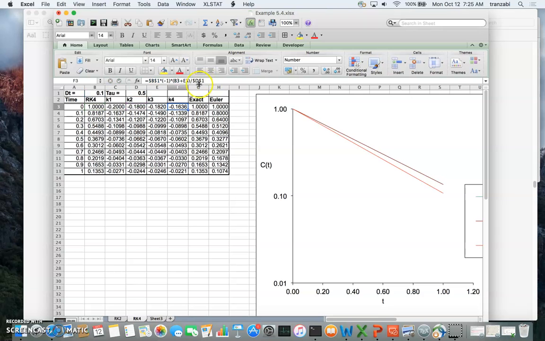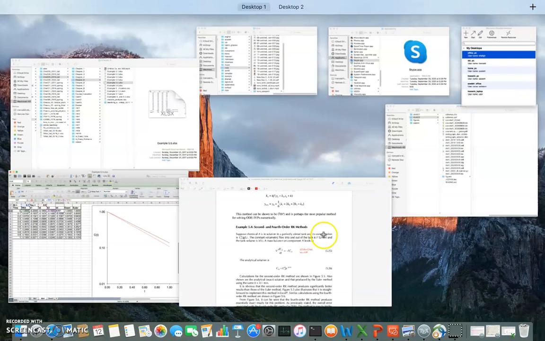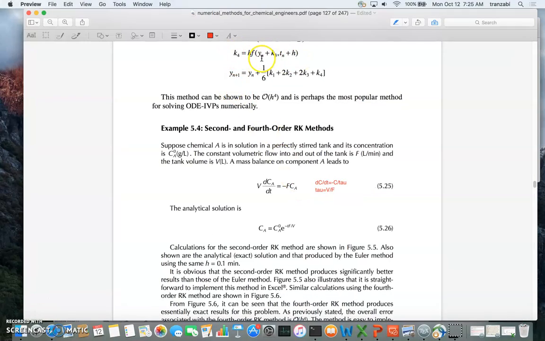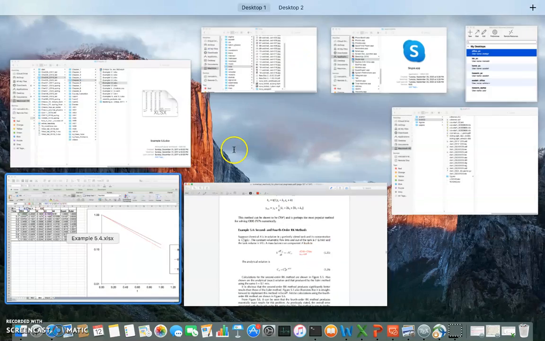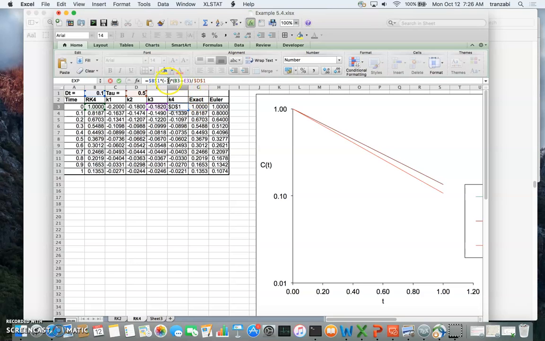Okay? And then K4 is again h, so get back to here. K4 is h times f at yn plus K3. So here is minus, and then the current value plus K3, the purple cell. And then the whole thing divided by tau again. So that's it. If you do these 4 cells properly, the rest is just pretty easy, just drag down.